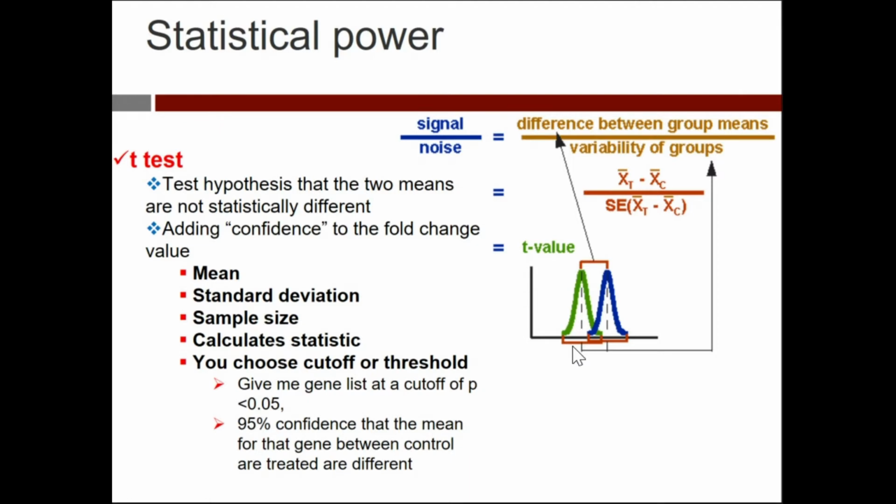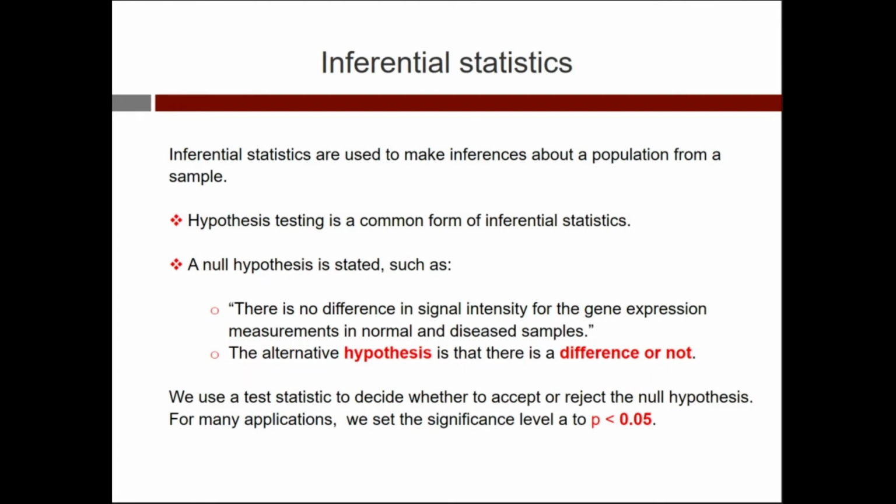If it is larger than the cutoff, it means the difference is significant, such as a p-value less than 0.05. That is a very typical threshold. We think of the 95% confidence as the mean for the genes between the control group and the treatment group. The t-test is inferential statistics. Inferential statistics are used to make an inference about a population from a sample.